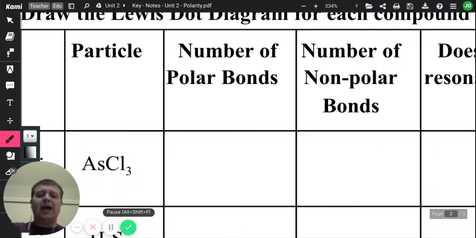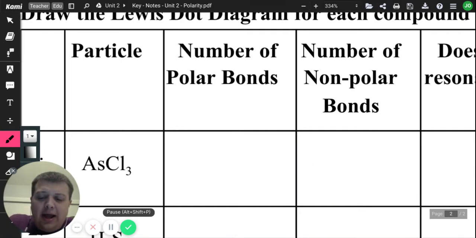All right, so I have AsCl3 over here. I'm looking at this and trying to figure out, first off, how many polar bonds are there? To do that, I need to draw the Lewis structure for this. And then I also need to make sure I've got my VSEPR shape because that helps me visualize what's going on. Does it have a positive and negative end? Okay, so number of polar bonds.